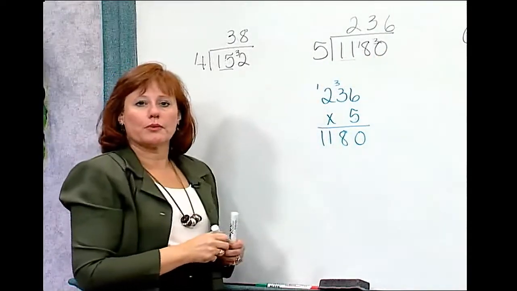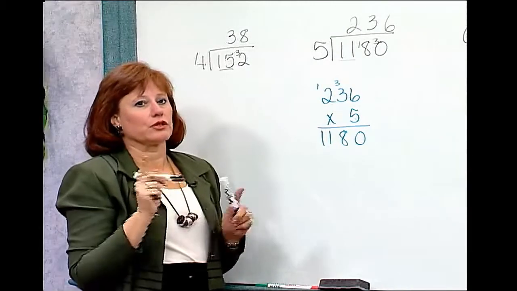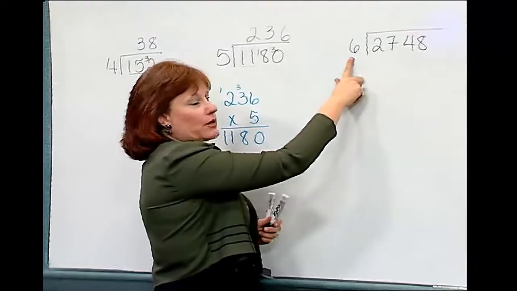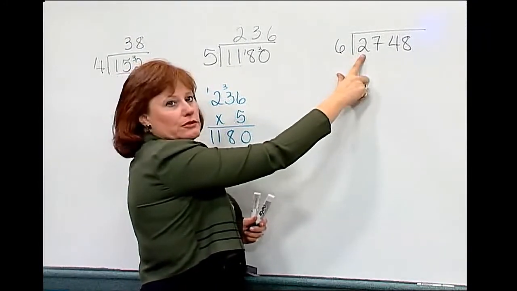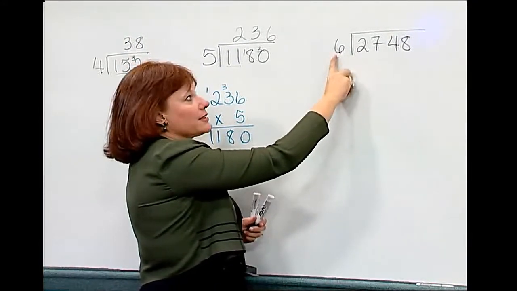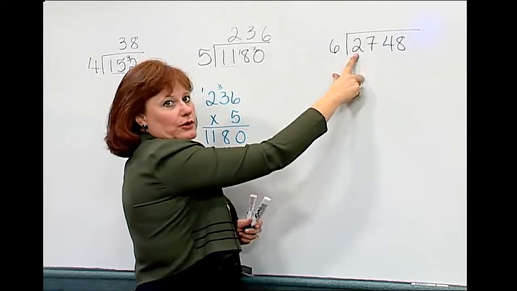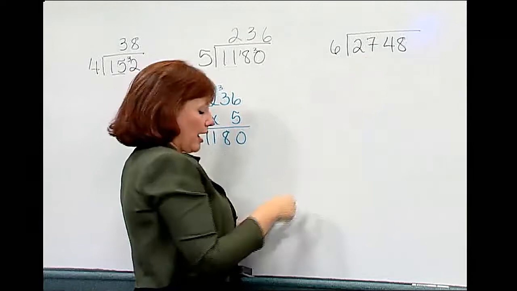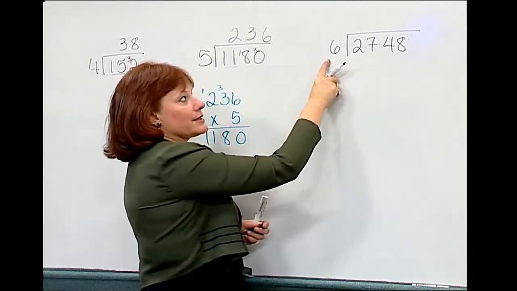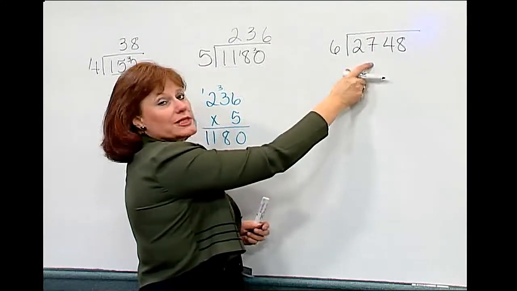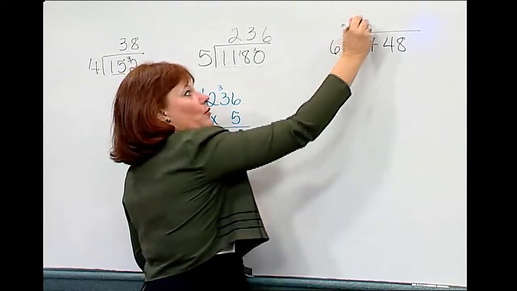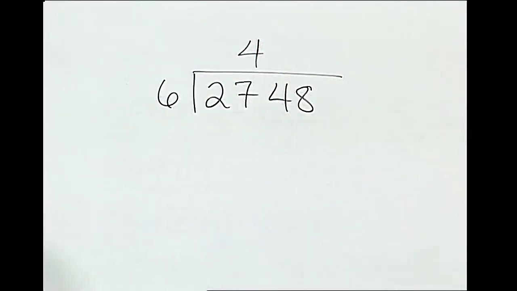We'll move on to one more problem to make sure that you have this method of short division down pat. First of all, I'm going to check with my divisor to see if it goes into the first digit easily. 6 does not go into 2 evenly, so I know that I'm going to need to look at the first 2 numbers. I want to think of a number that when multiplied by 6 will give me something very close to 27 without going over. So I'm going to use the number 4.